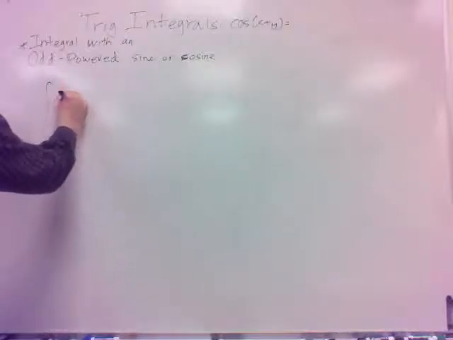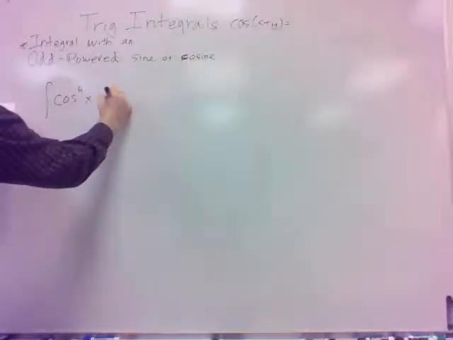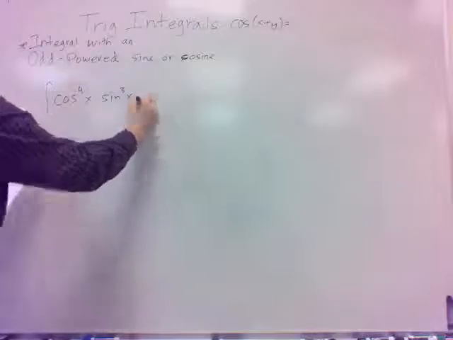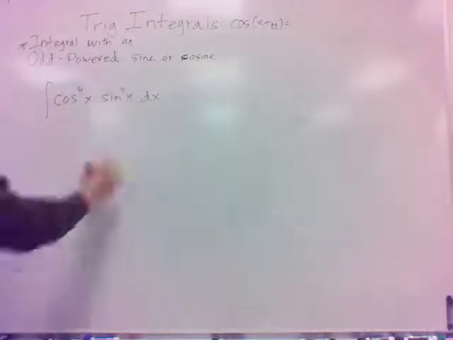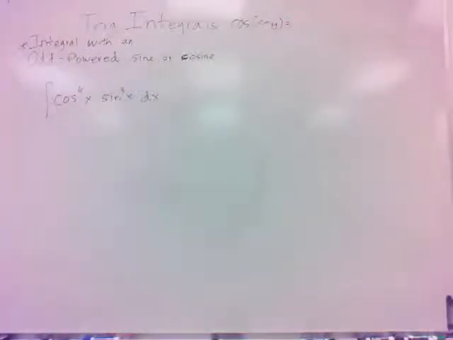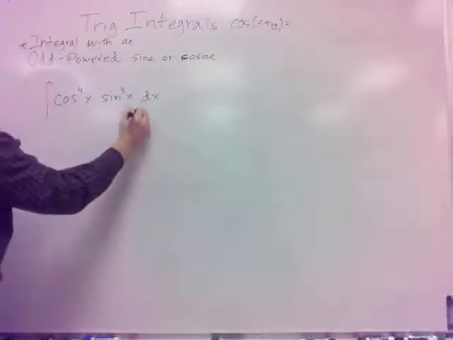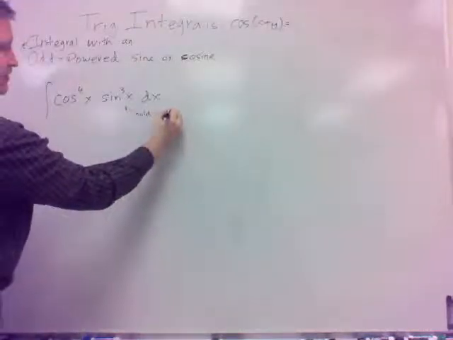Here's one, for example: the integral of cosine to the fourth x, sine cubed x dx. You see there I have an odd-powered sine function, right? That's why it fits into this category. Here's what I do if I have such an odd-powered trig function. I'm going to hold out one of the sines. Here's what I mean by that.